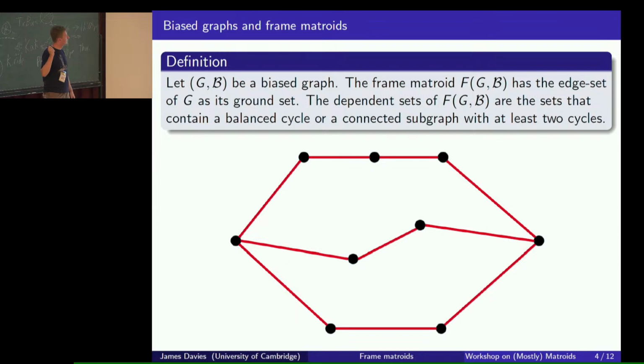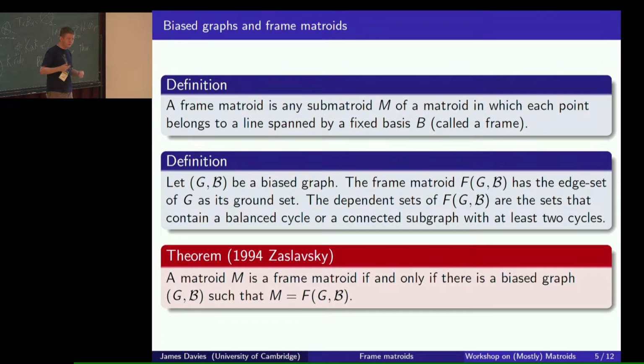Okay. So from these definitions, it may not be so surprising that these are really the same things. These two definitions of frame matroids I've given you are exactly the same. Being able to extend with a frame basis is the same as having a bias graph representation of a frame matroid. So this is nice, we have these graphical representations of our frame matroids.